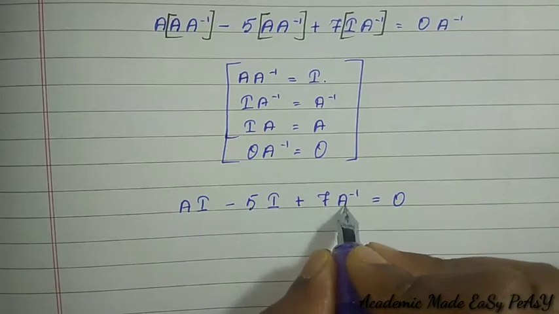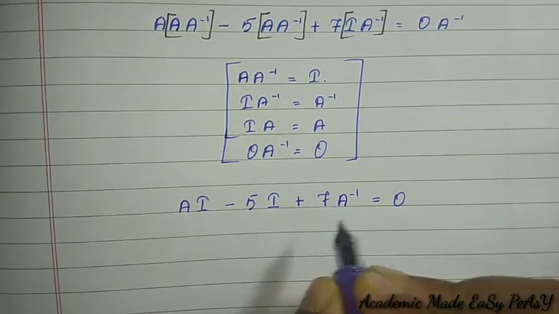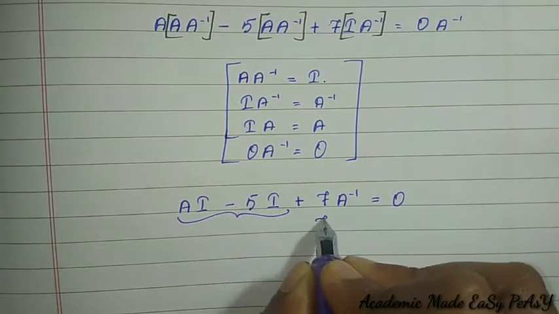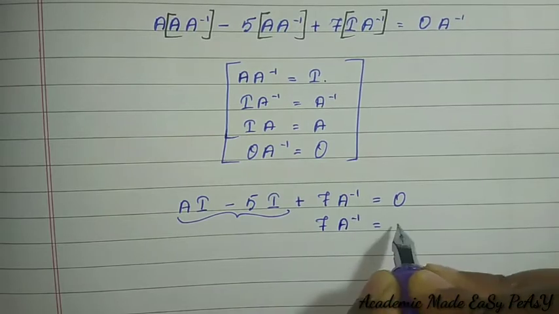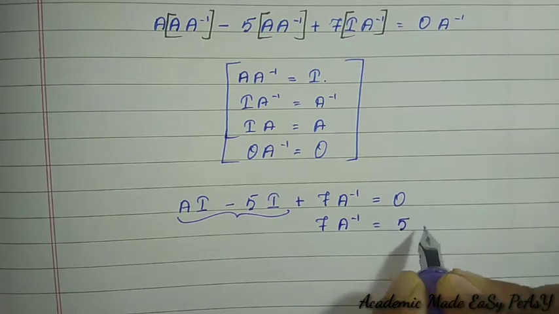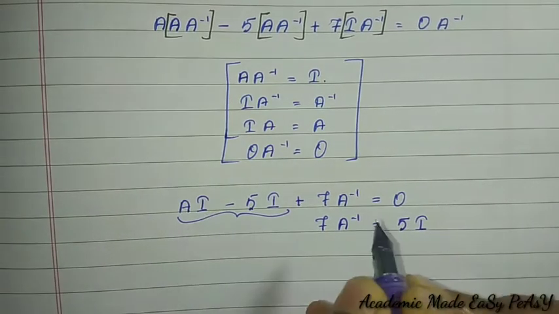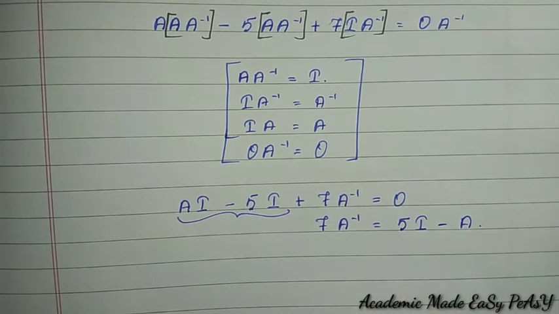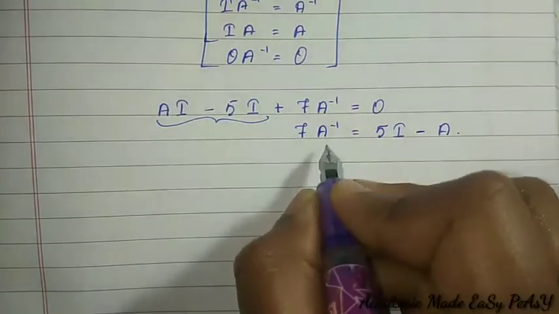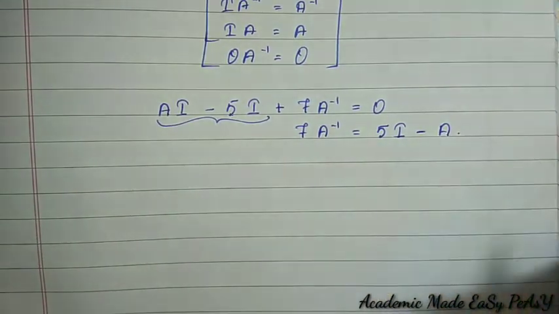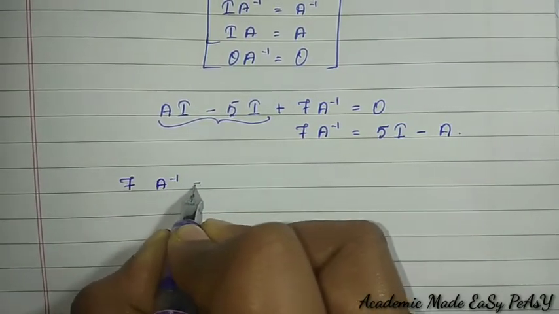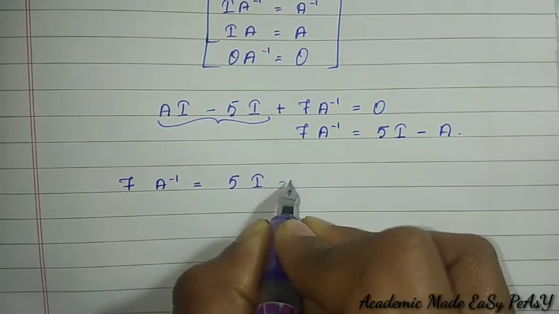So now what I will be doing is that I will be taking these two terms to my right hand side. So I will have 7A inverse is equal to, so here this will become plus, no. So plus 5I, A into I is A only. So minus A. So this is the required equation for finding A inverse. So we know what is I and what is A, isn't it? So we will be substituting there. So 7A inverse is equal to 5I minus A.